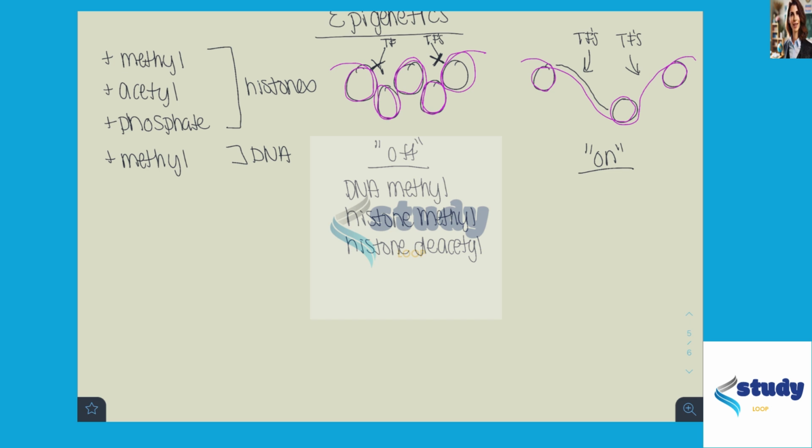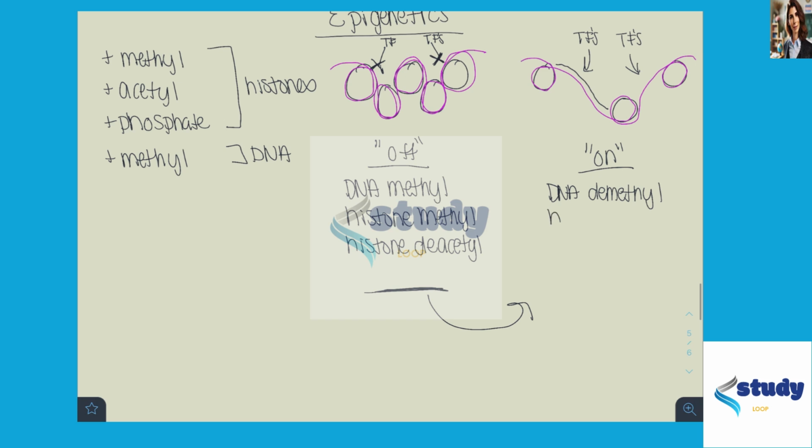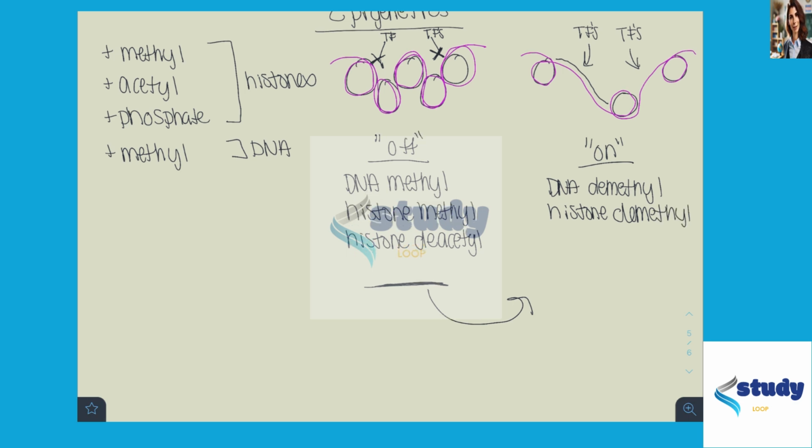And then, if you had a gene in this off position and you wanted to turn it back on, you would just do the opposite. So you would need DNA demethylation, histone demethylation, and then you could also have histone acetylation. That would turn these genes back on so they are active and can be transcribed and make proteins again.